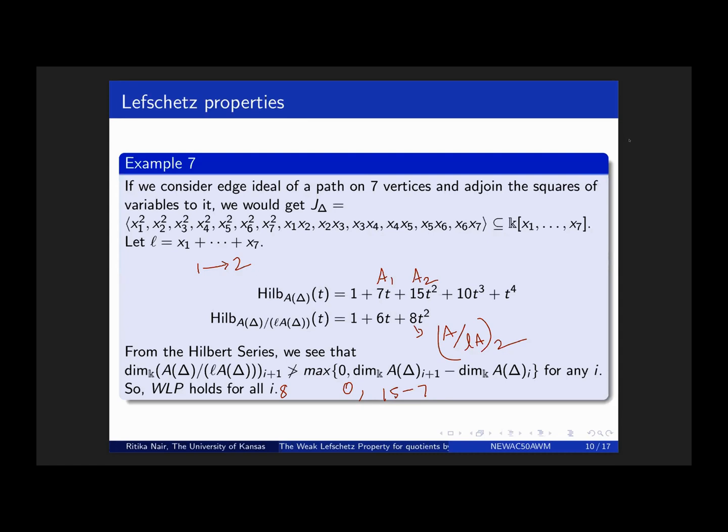Yes, so it's an if and only if? Yes, it's a characterization. It's an if and only if case. Thank you. Yeah, no problem. Thank you for the question.